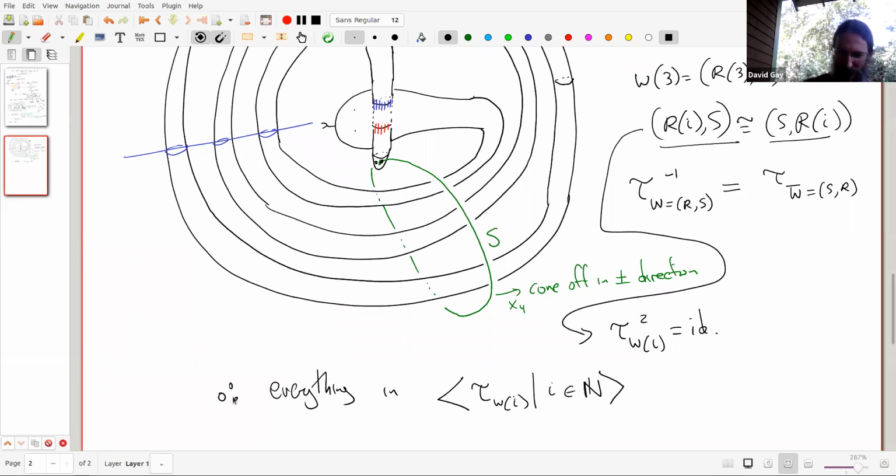Therefore, everything is order at most 2. Oh, something I often say when I first start talking about this that I forgot to say is that the smooth mapping class group of the 4-sphere is abelian. And that's an interesting fact.